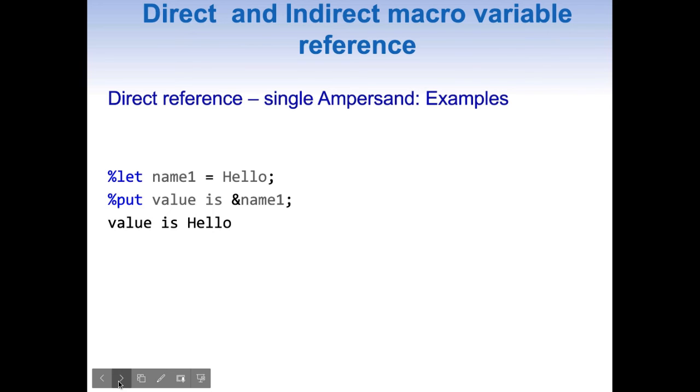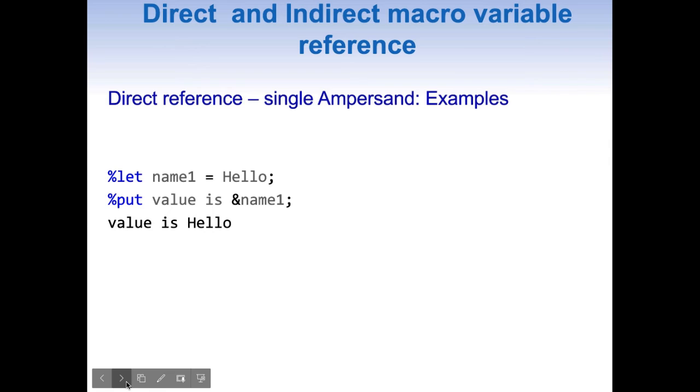Now let us look into the last topic, that is direct and indirect macro variable reference. Till now what I have discussed is direct reference, that is where we are using a single ampersand. For example, here I am defining my macro variable %let name1 equal to hello, and I am trying to reference this macro variable using a single ampersand. That is %put value is ampersand name1. This is a single ampersand and this resolves into hello.